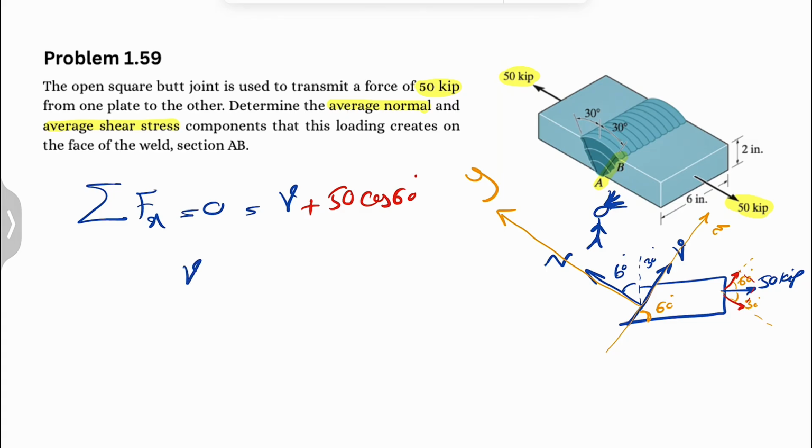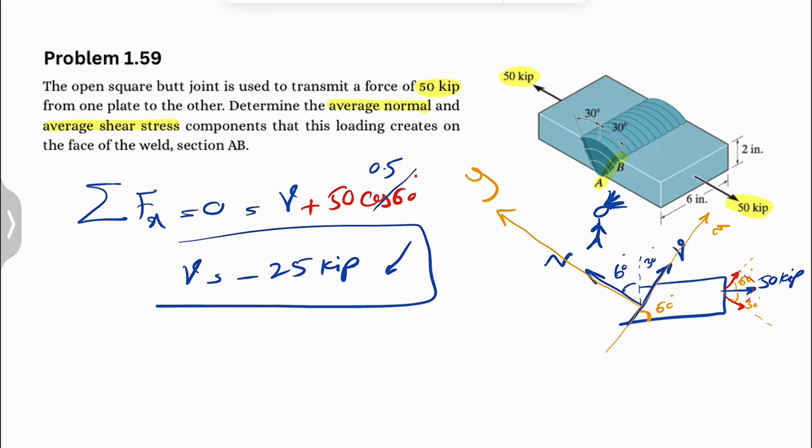So that shows our V is actually in the opposite direction. So negative 50 cosine of 60 is basically 0.5, so our V will be negative 25 kip. And again, the negative sign shows that the correct direction for V is actually in this direction. So now that we have the V, we can find the average shear stress.